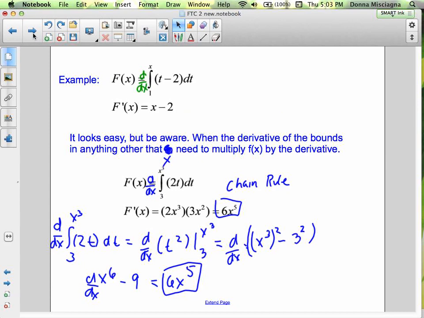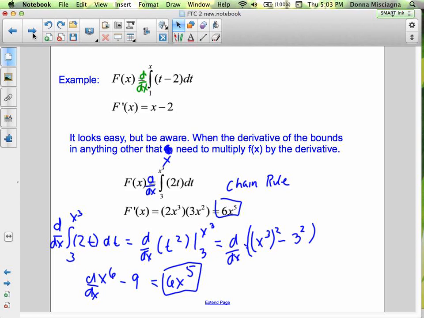However, beware. When the bound is anything other than x, you need to multiply our function by the derivative of the bound. So here we have an example, and we want to take the derivative of the integral of 2t dt from 3 to x cubed. That x cubed we have to use the chain rule on: we have to take the derivative of x cubed and multiply it. We can't just substitute that in because it's not just an x.